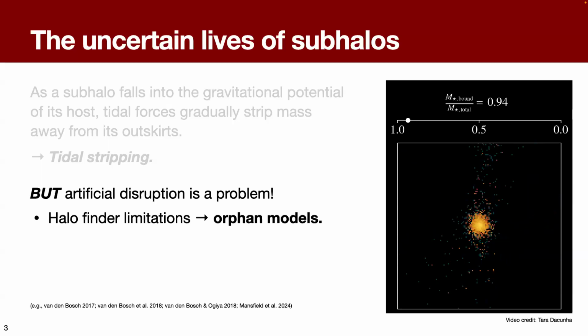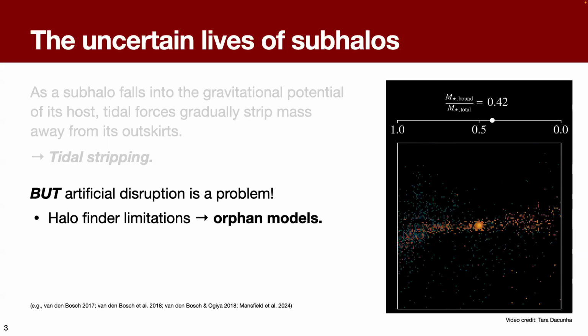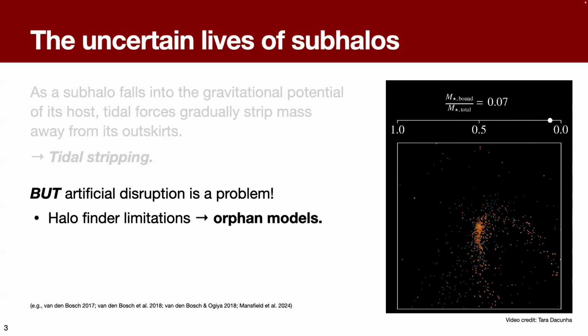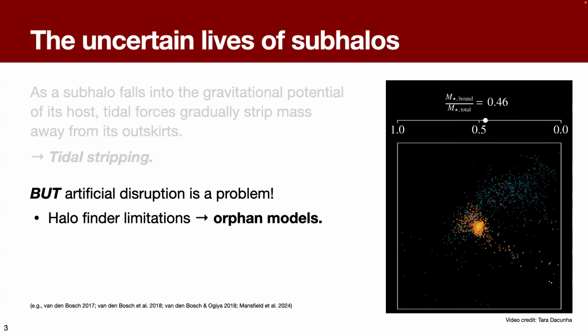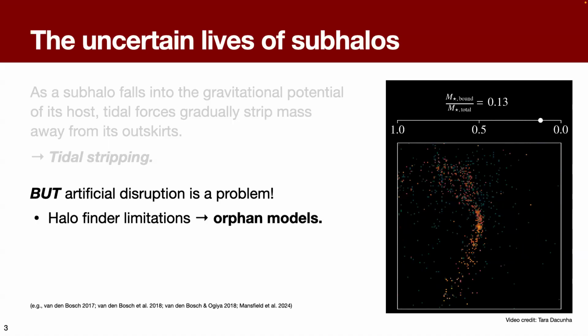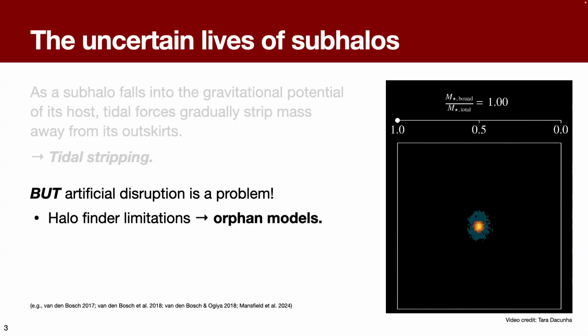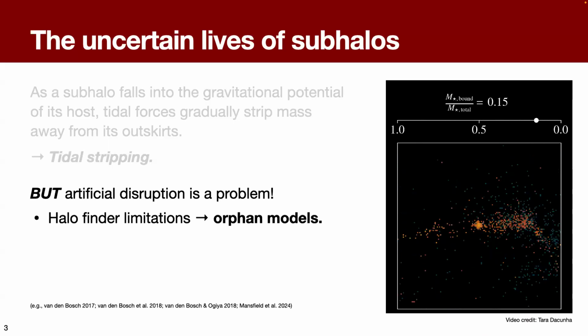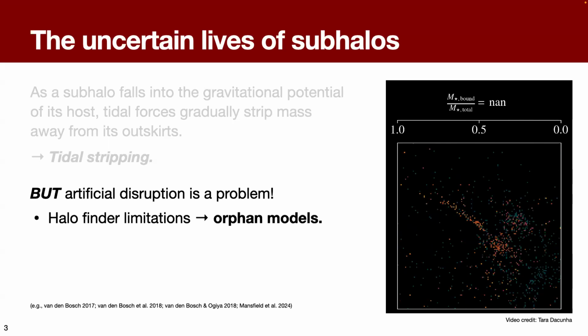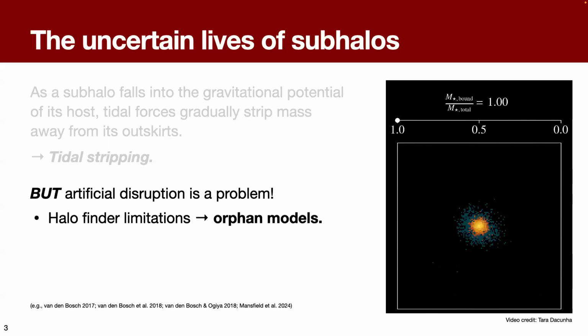So the first is that halo finders are fallible. Halo finders are tools that are used to identify and track your subhalos and halos from snapshot to snapshot in your simulation. And this is quite a hard thing to do, so they can often make mistakes. They can misidentify and mischaracterize your subhalo, assigning it an incorrect mass, or they can lose the subhalo entirely, so they cannot identify the thing that is actually there.